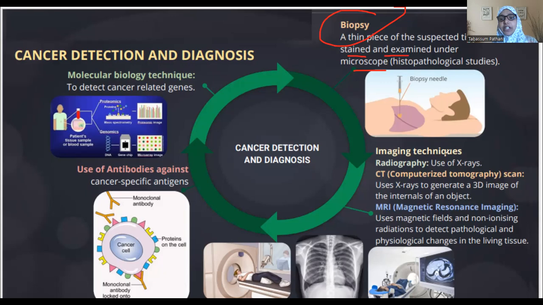Then you have imaging techniques like X-ray and CT scan, computerized tomography scan, wherein 3D images of the internal organs are obtained to see if there are any abnormal tissues in the normal system. Then MRI also, magnetic resonance imaging, which uses magnetic fields and non-ionizing radiation to detect pathological and physiological changes in the living tissue, any change in shape or structure, any damaged tissue. So MRI, CT scan, X-rays, or specific antibodies are used in detection. Chemotherapy and radiotherapy we will come to in a short while. So cancer detection and diagnosis will include all these molecular techniques, imaging techniques, and biopsy.